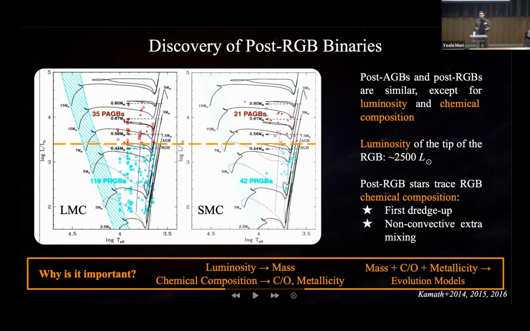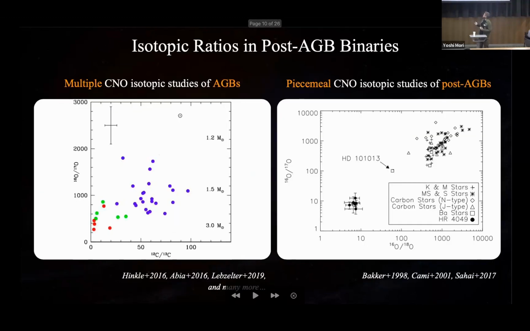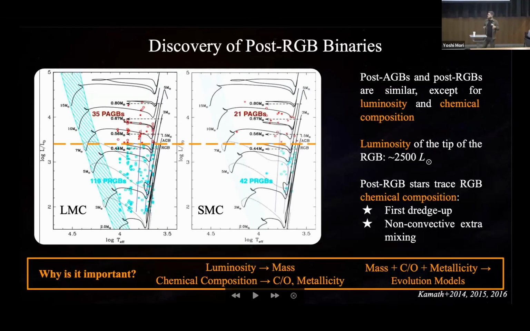Now, post-AGB stars were known for decades, but in 2016, Kamath et al. discovered that binary interaction can also terminate the evolution up the RGB, leading to the creation of post-RGB stars. These dusty post-RGB stars were found to be the exact analogs of post-AGB binary stars, with the only parameters different being luminosity and chemical composition. The luminosity was actually the demarcation parameter for post-RGB and post-AGB candidates, specifically 2,500 L-sun, which is the rough value for the tip of the red giant branch.